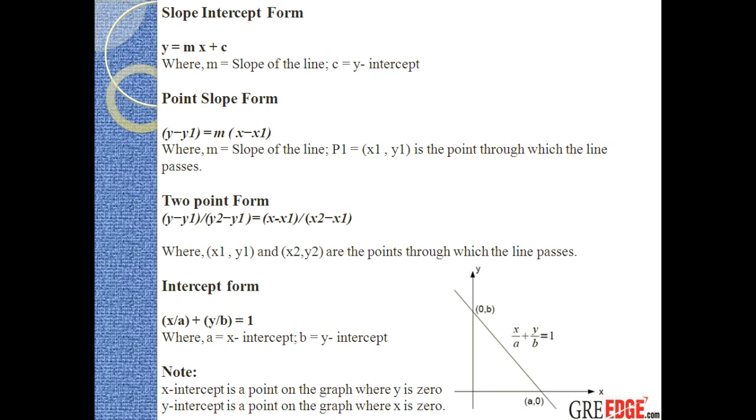Please note down the formulas, or note down the various forms of equations. Point slope form, where a point is given and the slope is given. Slope intercept form, where the slope is given and the y-intercept is given. Two-point form, where two points are given, x1 y1 and x2 y2. Intercept form, where x-intercept A and y-intercept B are given.